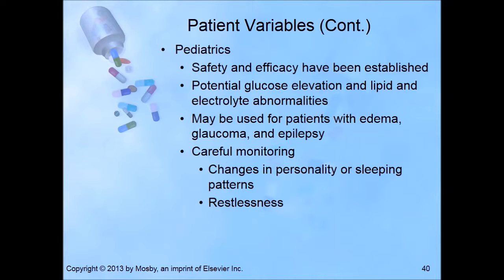It's used in the pediatric population for edema, glaucoma, and epilepsy. Acetazolamide is used for glaucoma and epilepsy only. Bumetanide and ethacrynic acid are not recommended in children younger than 18 years of age. Furosemide should be avoided in the premature infant with respiratory distress syndrome because it may increase the risk of persistent patent ductus arteriosus and ototoxicity.